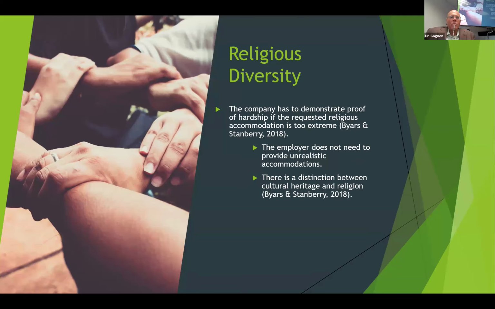The company has to demonstrate proof of hardship if the requested religious accommodation is too extreme. The employer does not need to provide unrealistic accommodations. There is a distinction between cultural heritage and religion. Okay. So if we go in, and I'm going to make this up so I don't offend anybody anywhere at any point in time, let's say there's a world religion known as Iggy Wiggyism. It's the best thing that can come out of my head. And one of our tenets is that every Friday we walk up and slap everybody of the opposite gender. That would not be an appropriate thing to allow in our workplace.